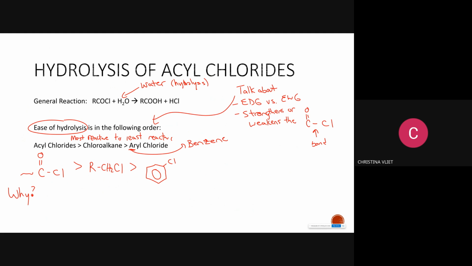So why is this the easiest to react? What about it makes it the easiest to react? What is that oxygen there? Withdrawing or donating? It's withdrawing. This is a very electronegative atom, so that makes it withdrawing. The understanding is that if it's withdrawing, the electron cloud is pulling away from that C-Cl bond. So in an acyl chloride, and C-O-H doesn't do that?